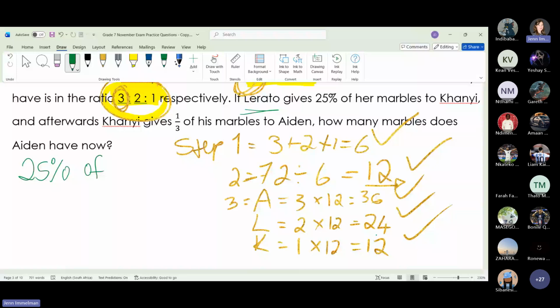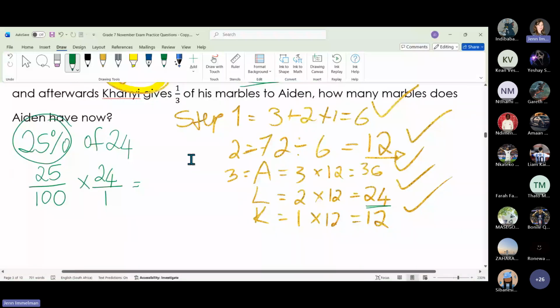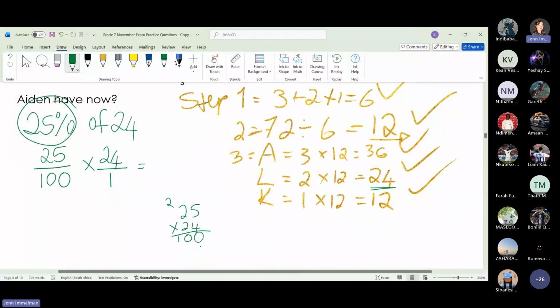I turn this into a fraction by putting it over 100. Percent means 100. Of is times. Turn this into a fraction over 1. Then I do 25 times 24. 4 times 5 is 20. 4 times 2 is 8, plus 2 is 10. Then goes 0. 2 times 5 is 10. 2 times 2 is 4, plus 1 is 5. 600. So I have 600. 100 times 1 is 100.